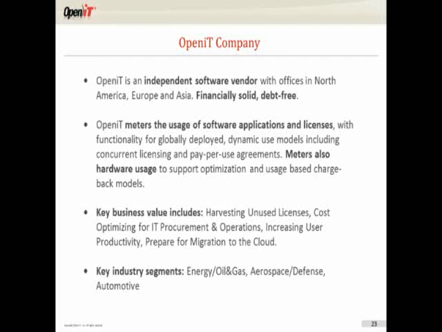OpenIT meters the usage of software applications and licenses with functionality for globally deployed, dynamic use models, including concurrent licensing and pay-per-use agreements. OpenIT also meters hardware usage to support the optimization and the usage of chargeback models. Our key business values include harvesting unused licenses after we've identified them, cost optimizing for IT procurement and operations, increasing user productivity, and preparation for migration to the cloud. This, of course, is something we're being called on increasingly to do here recently.